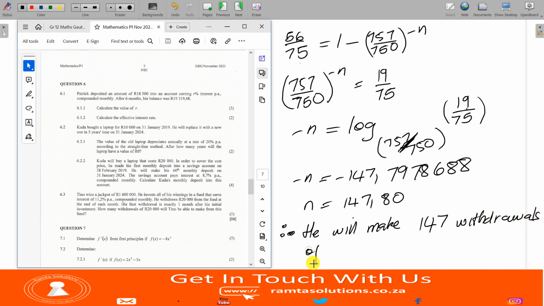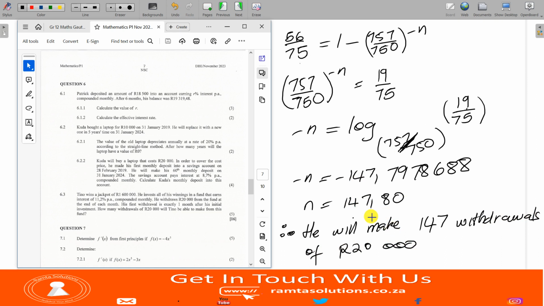I repeat, guys. In general, he's going to make 148 withdrawals, but for 20,000, he can only make 147 payments. That means the 148th payment will be less than 20,000. But this question does not want you to calculate that 148th payment. So it's okay.